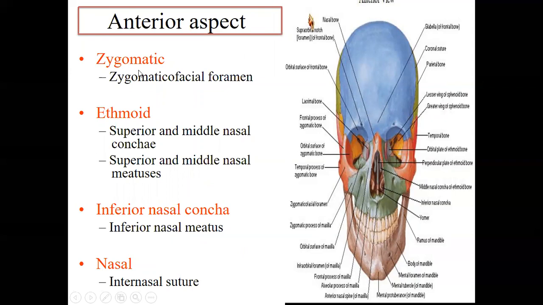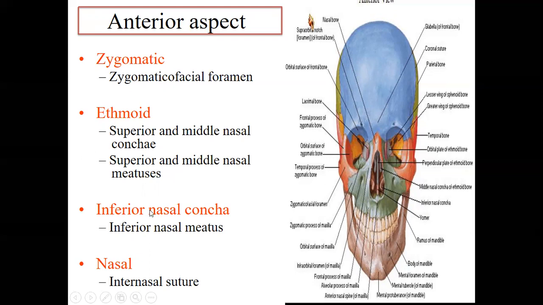Okay, now we're going to proceed with the zygomatic bone. So this is the zygomatic bone. So the important landmark that you have to know in the zygomatic bone is the zygomaticofacial foramen. So you can see here, this is the zygomaticofacial foramen. And then the ethmoid bone, okay, the important thing that you have to know is the superior and middle nasal conchae and also the superior and middle nasal meatus. Meatus is actually an opening. So here you can see the middle nasal concha of the ethmoid bone. Okay.